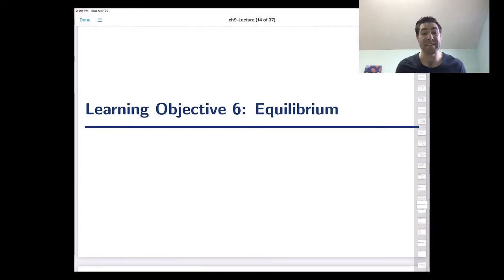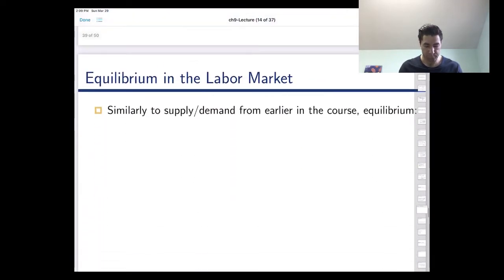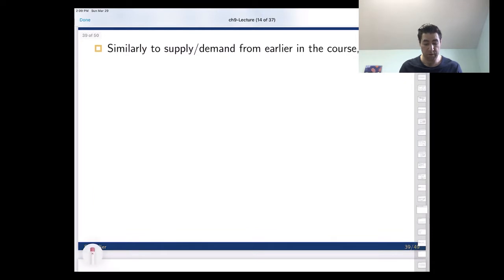Learning objective 6, equilibrium. So what we want to do now is take the knowledge we gained with the labor demand curve, that's determined by firms' decisions, and the labor supply curve, determined by worker decisions, and put these together into our typical equilibrium framework. So that's not too terribly complicated.